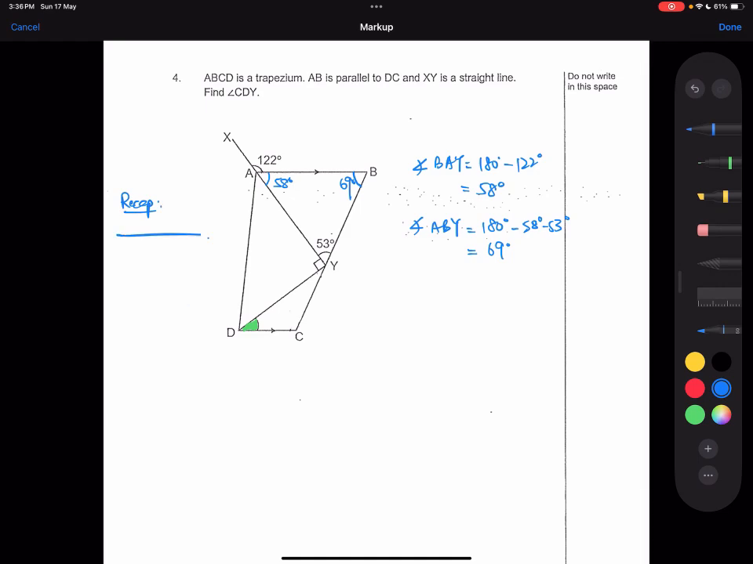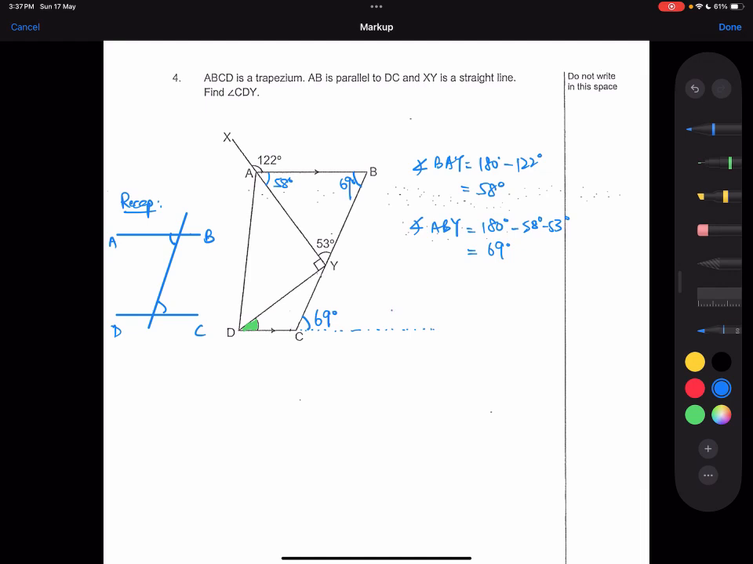You have two parallel lines. Call this AB, and this is DC. And you have one straight line that cuts across. These alternate angles are the same, which means that if I extend the line here, this angle is 69 degrees, same as ABY.